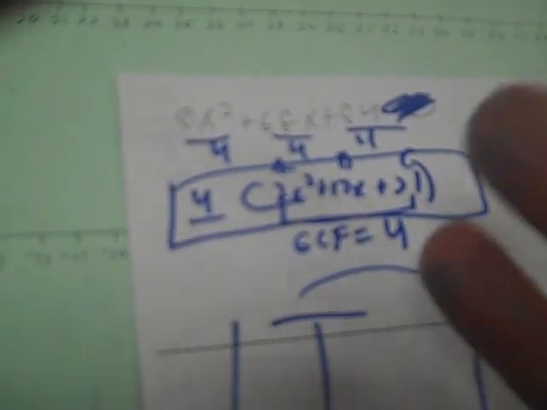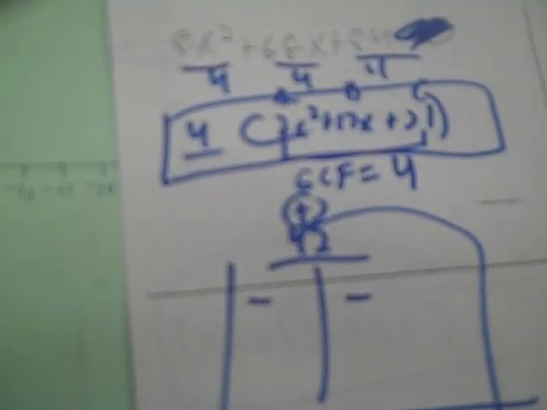Cha-ching. So I think 4 is the greatest common factor. It's just 4 though. So it's going to be 2x to the 2nd plus 17x plus 21. Now I find the AC product. 2 times 21 is 42. It is positive this time. It's got to be a negative times a negative.